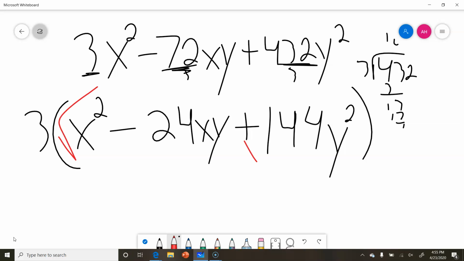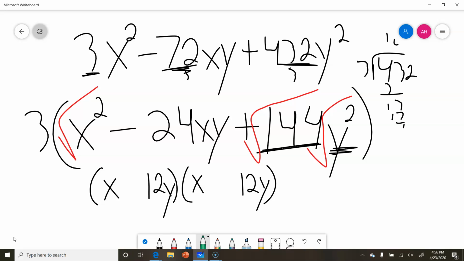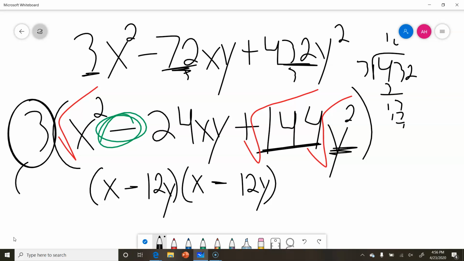Okay, now at this point, what I'm going to do again is just take the square root of the first, the square root of that, and the square root of that. So the square root of the first is just x. The square root of the second is now 144. What's the square root of 144? Well, that's 12. And what's the square root of y squared? Just y. Now I look here to my sign, and it is a negative, so I just write negative and negative. So now I have to drop this 3 back down here, and then I write my final answer.